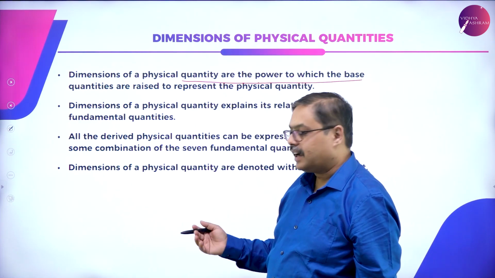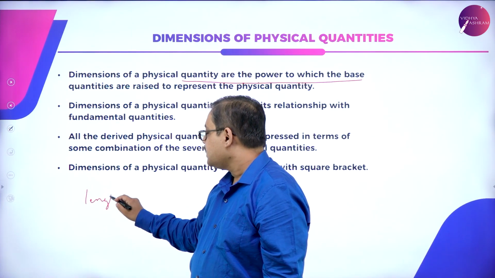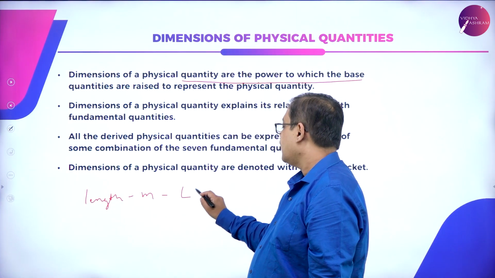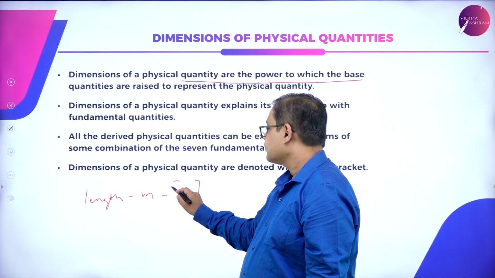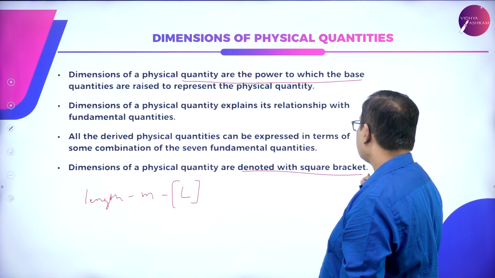Sir, what do you mean by that? Let me say, if the length of a table is represented by meter, the dimension of that is said to be L within square brackets. Dimensions of all physical quantities are denoted with square brackets.